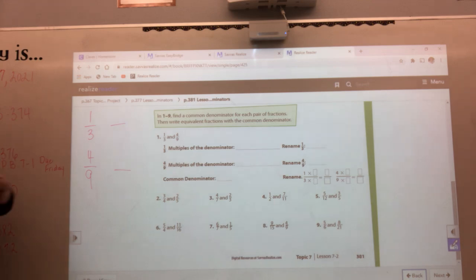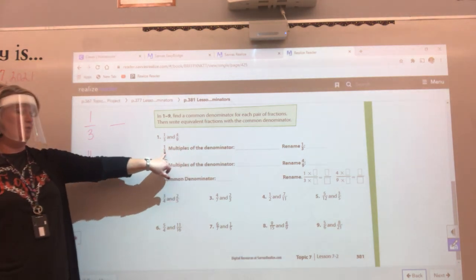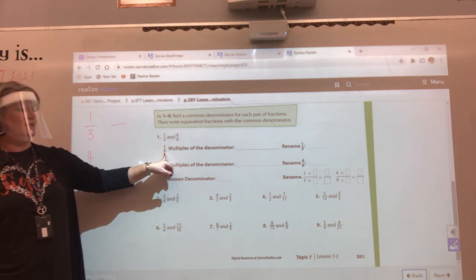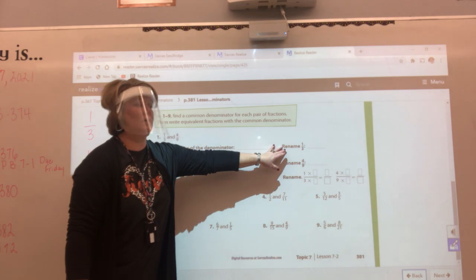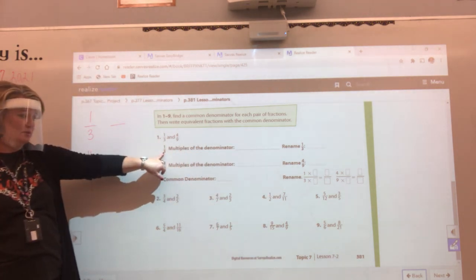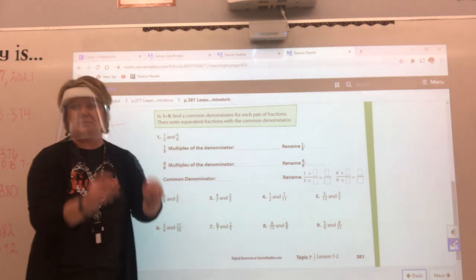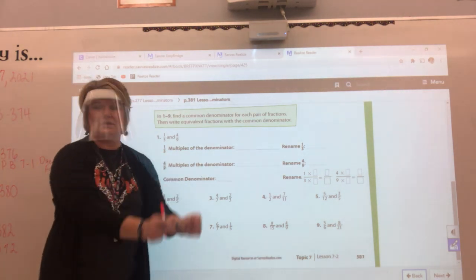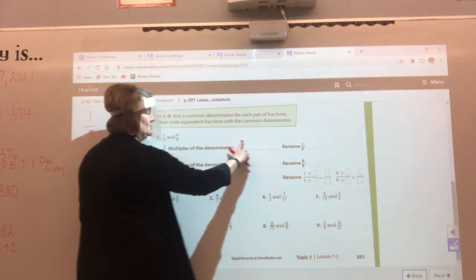Now, this first line, multiples of the denominator, what they're wanting you to do is multiply 3 a couple of different times and put a couple of different numbers here. Because the denominator is the lowest on the bottom, they're wanting you to take this 3 and multiply it times 1, times 2, times 3, times 4, times 5. So let's do that real quick. That'll fill in this blank.